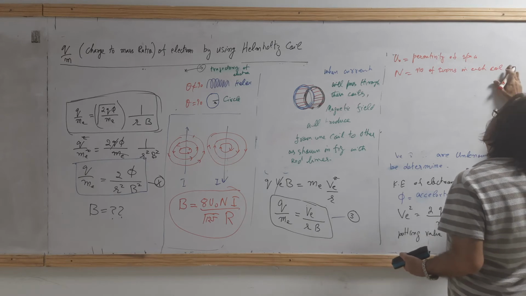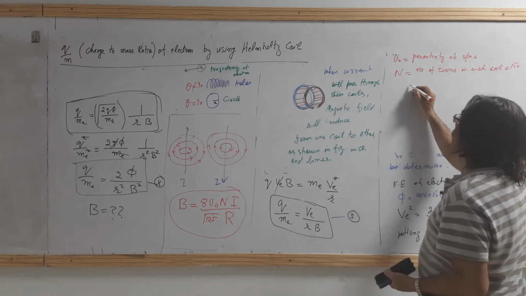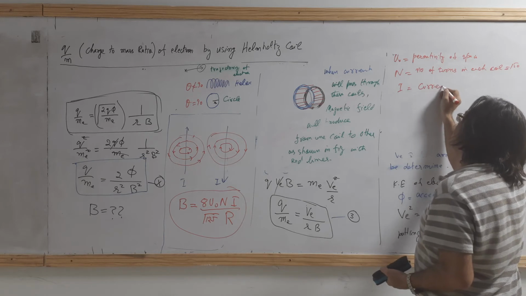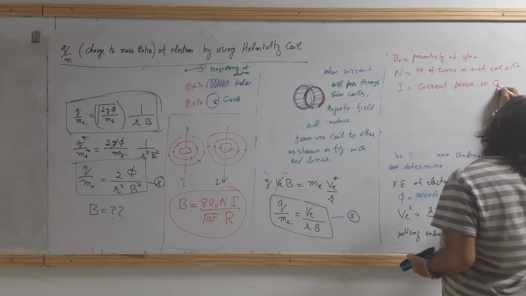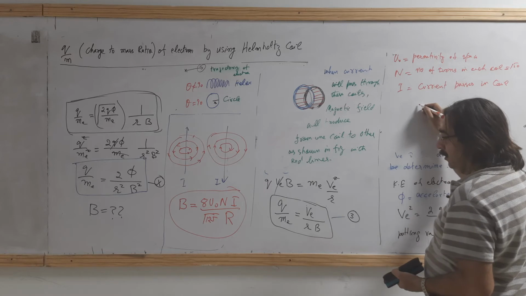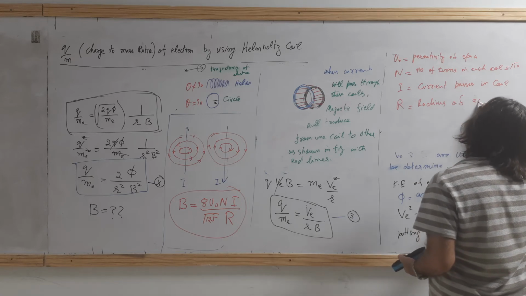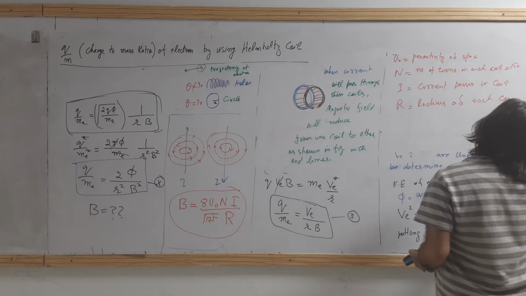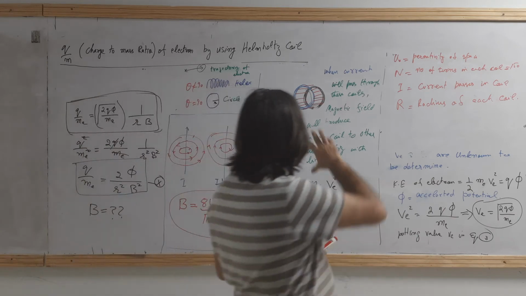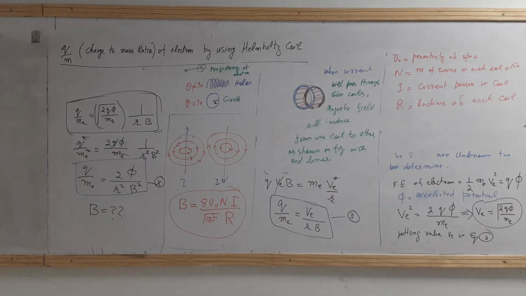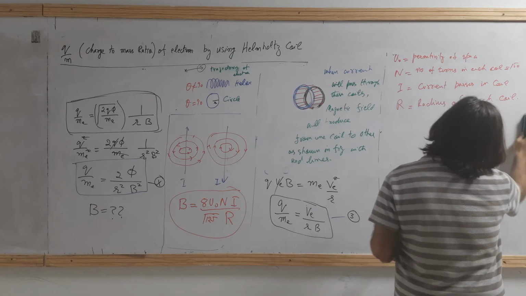That number depends upon the manufacturer. In our experiment, it is around 150. I is the current that passes in the coil, and R is the radius of each coil. So we may measure only the radius of each coil.